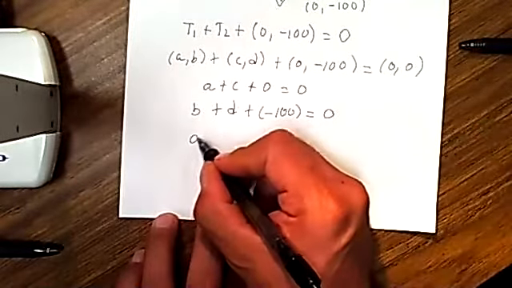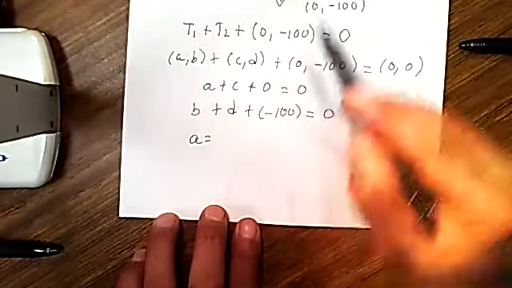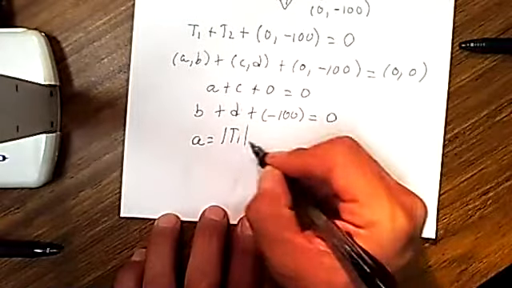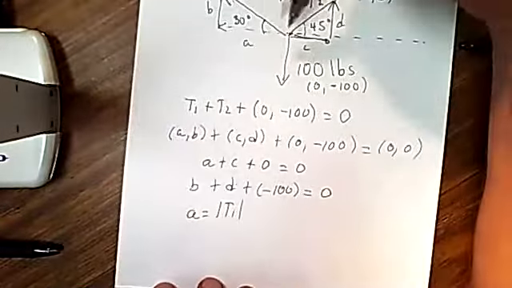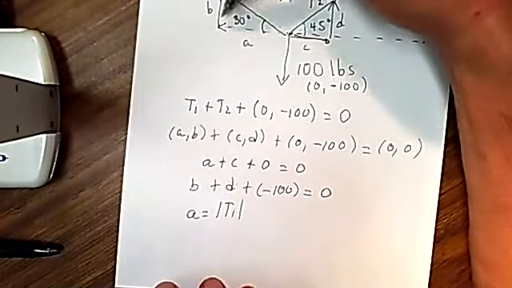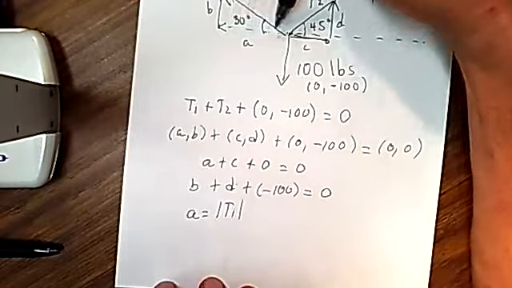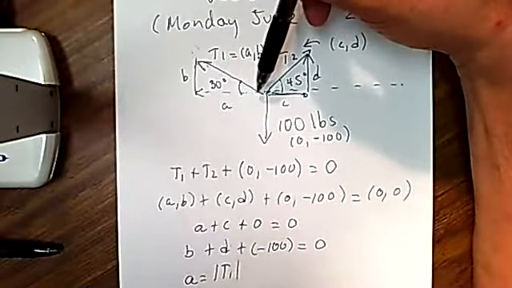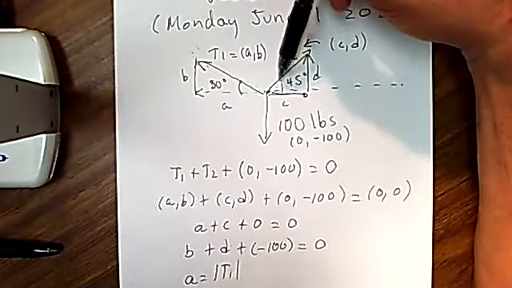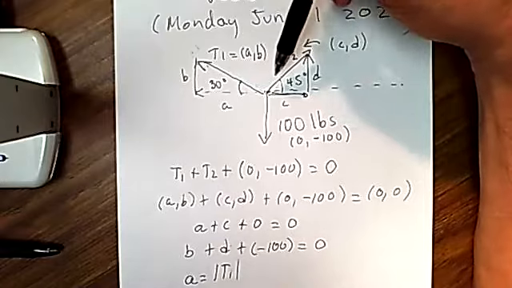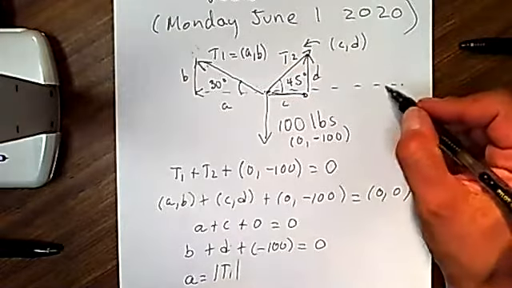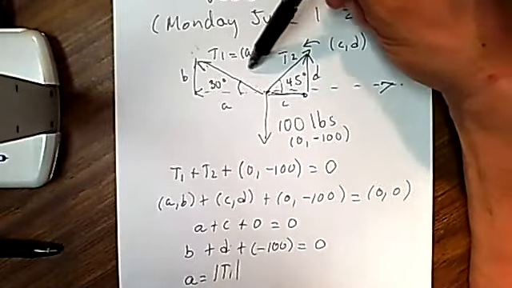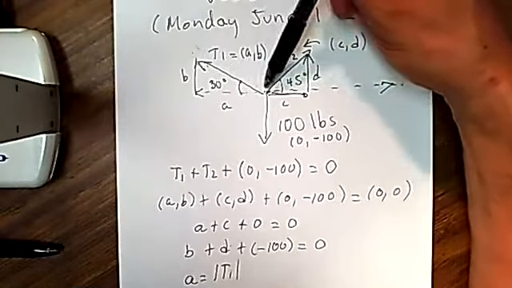A, by the way, will be the magnitude of T1 times, by trigonometry, we will have the cosine. A represents the horizontal distance. So A will be the cosine of 150 degrees. Notice that if this is the origin and this direction is the positive x-axis, then the angle starting here and going out to T1 is 150 degrees.